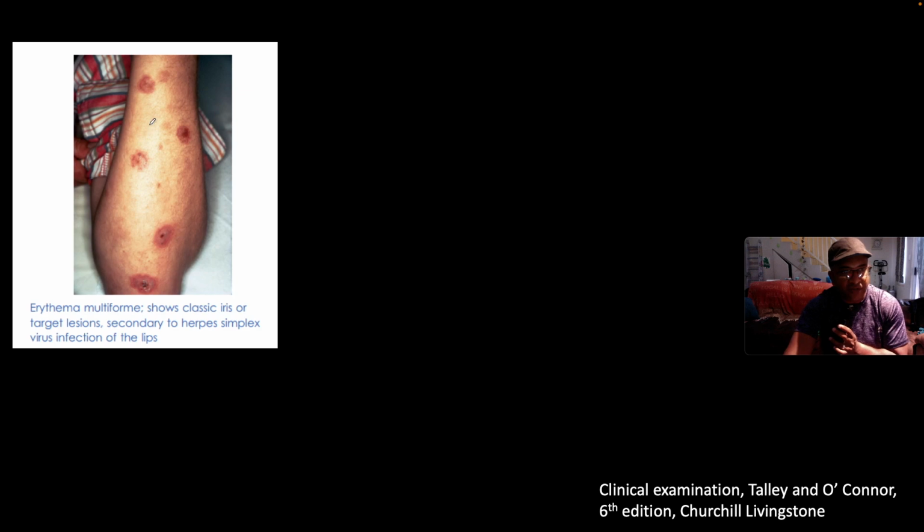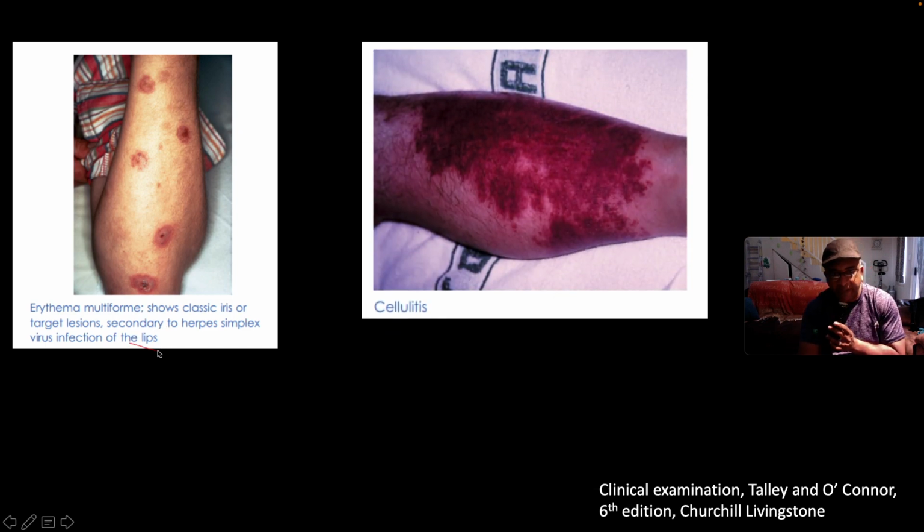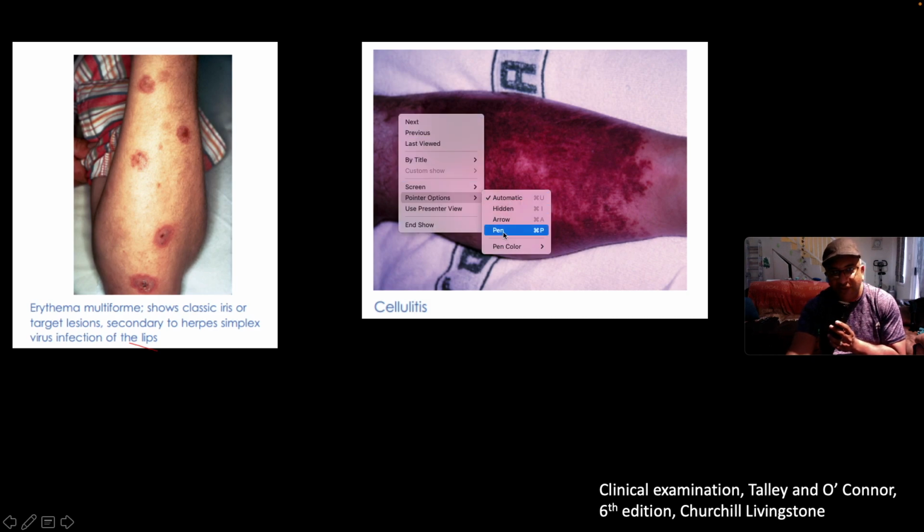Classic iris or targetoid lesions with an essential area of hyperpigmentation, as we can see, secondary to herpes simplex viral infection of the lips. Interesting, right? This is cellulitis, and we can see all the characteristics of inflammation.